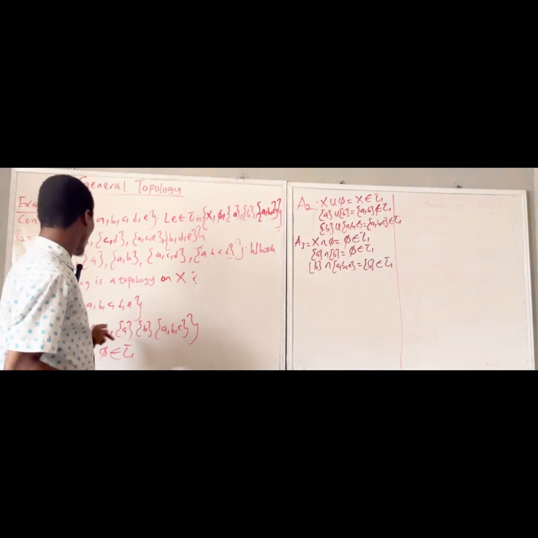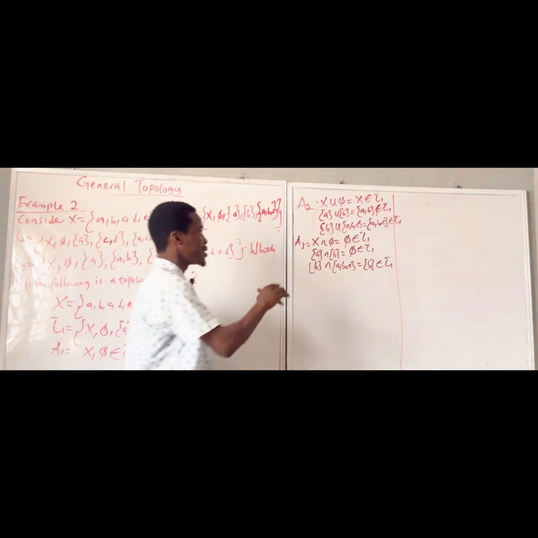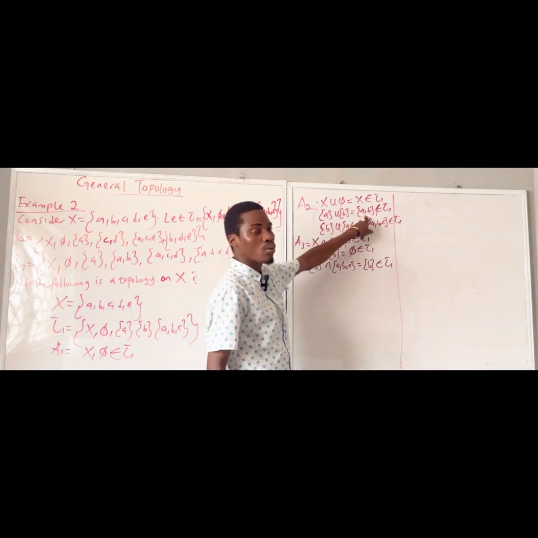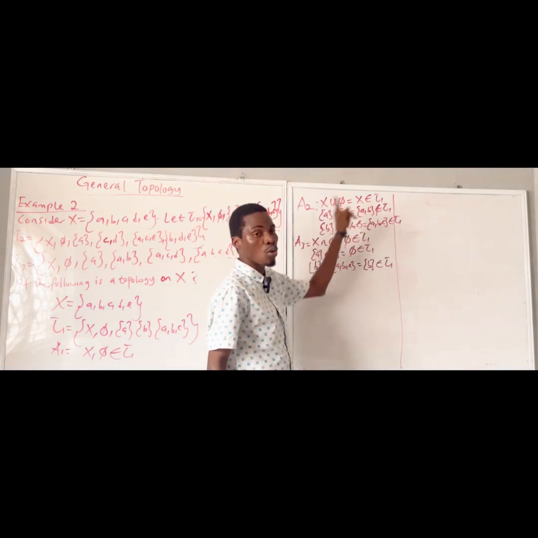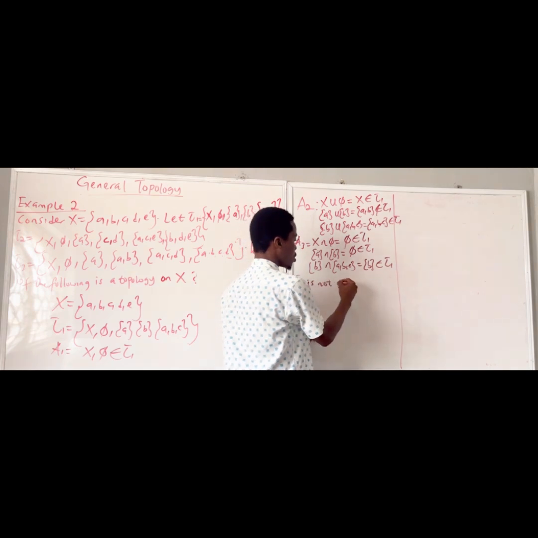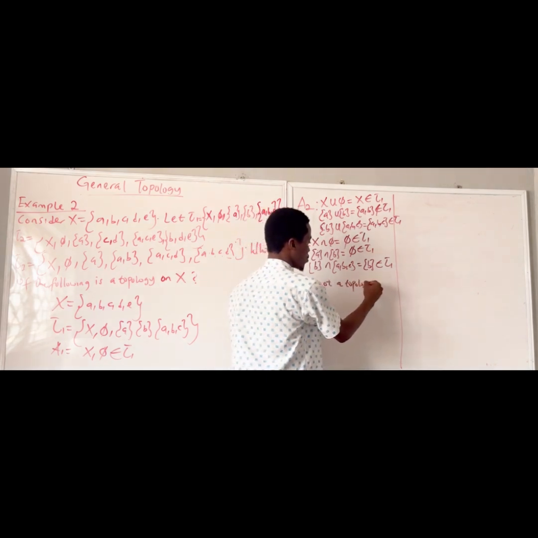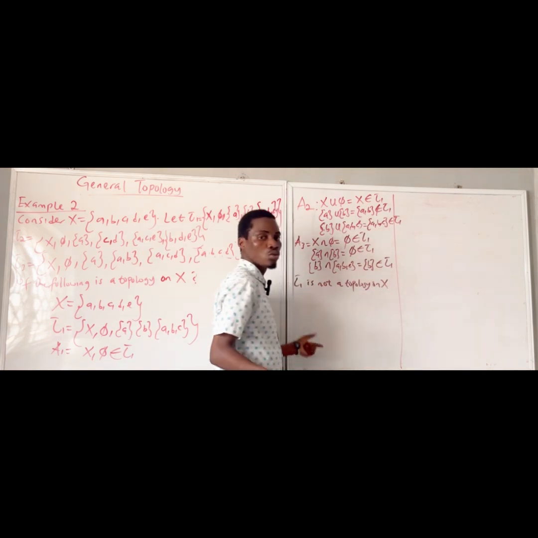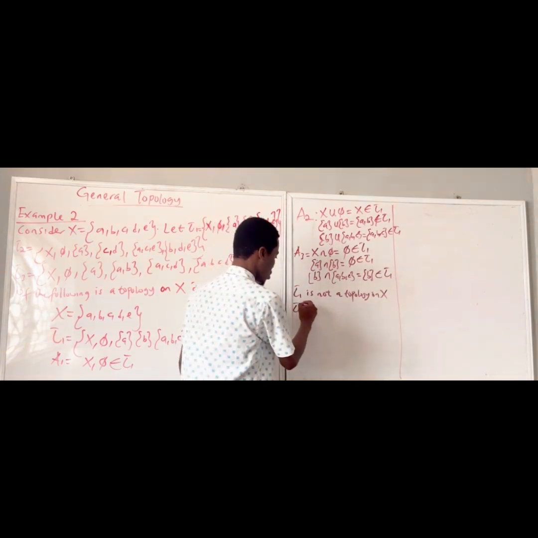So it means we have done what? We have tested for Tor 1. Since A union B failed to be a member of Tor 1, it means Tor 1 is not a topology. It's not a topology on X, on S. So let's go for Tor 2.